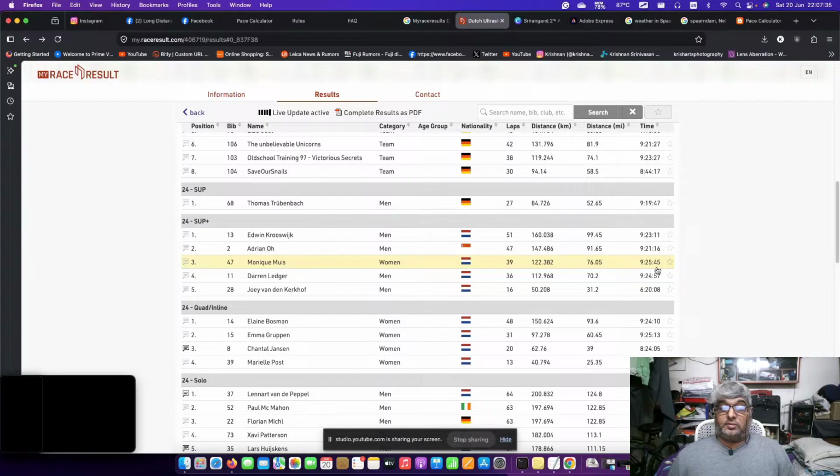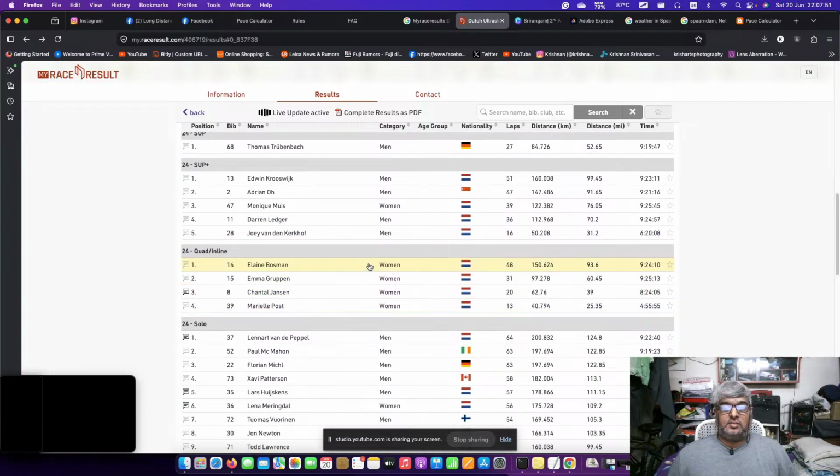That's amazing. She is first in the women category, but for SUB plus, but in the overall category she is third. Okay, then comes the fourth and fifth, on quad and inline skates, all are women. Ellen Bosman is first, 150 kilometers done. Congratulations. 9 hours and 24 minutes. Okay. Emma Gruppen, 97.278 kilometers, 9 hours and 25 minutes.